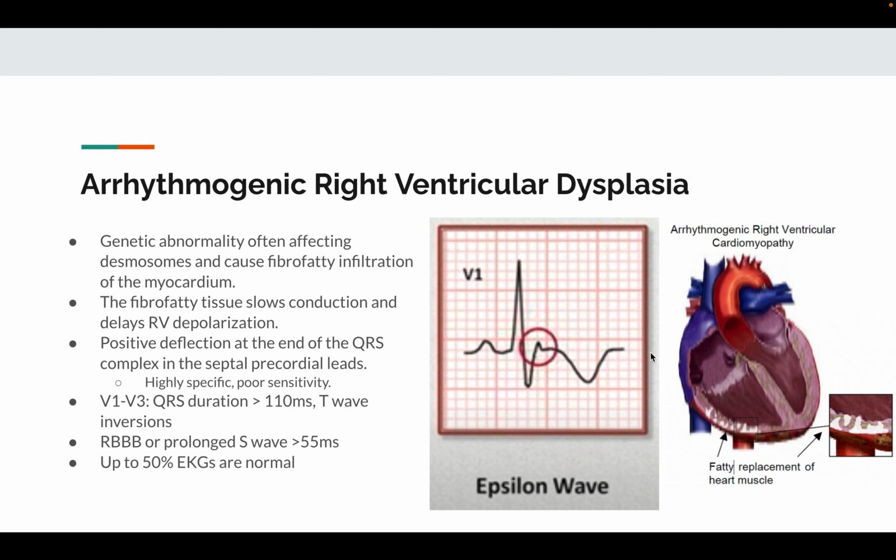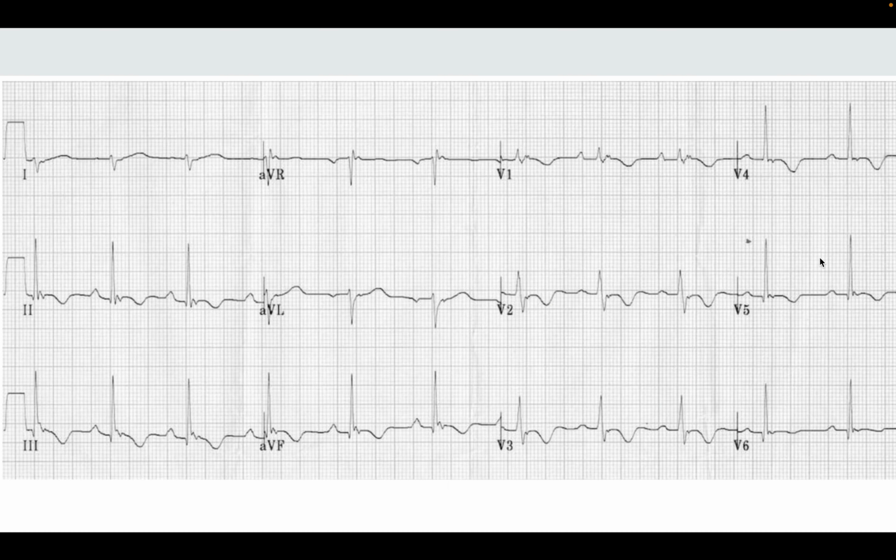However, up to 50% of these EKGs are normal, so just because you see a normal EKG doesn't mean you can rule out ARVD. And so here we can see these epsilon waves, we can see this widened QRS complex, and we can see these inverted T waves.